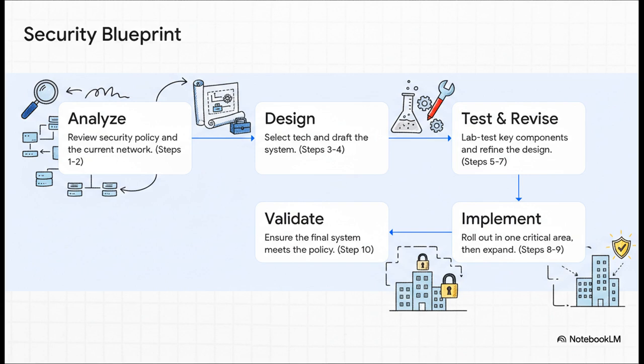Next, you design. This is where you actually draw up the blueprints. But, and this is crucial, before you start building for real, you test and revise. You build a small-scale version in a lab to find any flaws. Then, you implement, and you do it carefully, maybe one critical area at a time. And finally, you validate, making sure the thing you built actually does what you designed it to do.